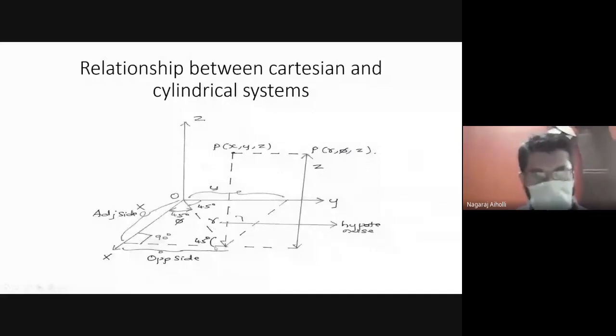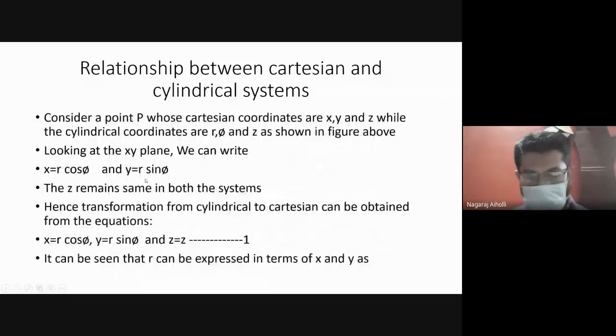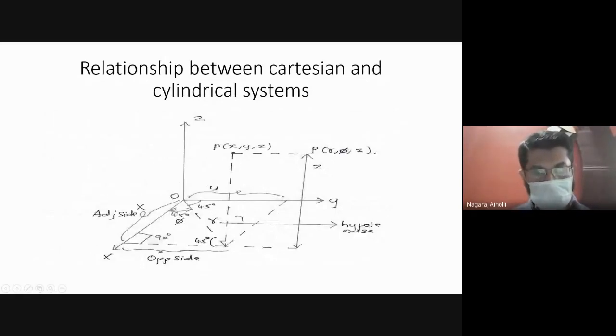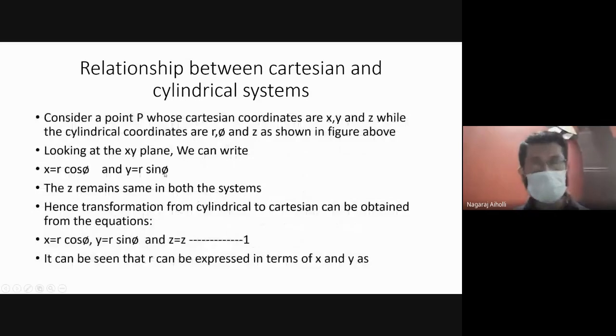Now here it is angle phi. I will find first sine phi and then cosine phi. What will be sine phi, students? Can you tell me? For sine phi, the opposite side is this y, and this is parallel, so this will also be y. Hypotenuse is r. Sine phi is opposite side by hypotenuse, which is y divided by r. So sine phi is equal to y by r, or y is equal to r sine phi.